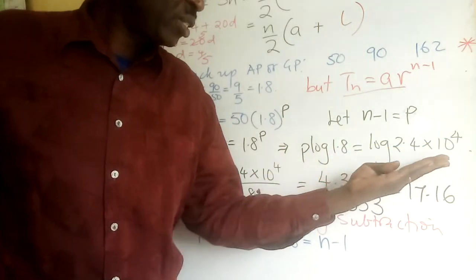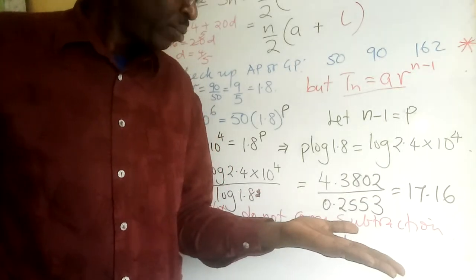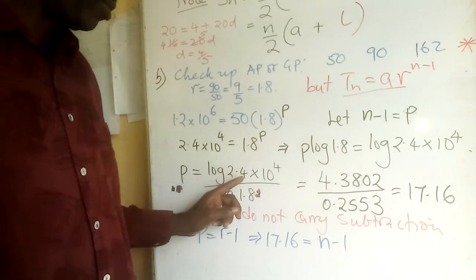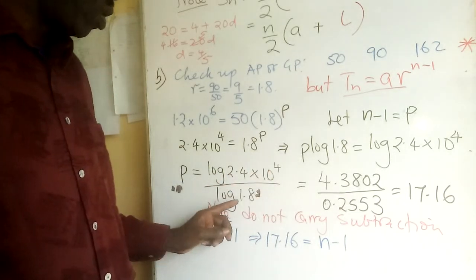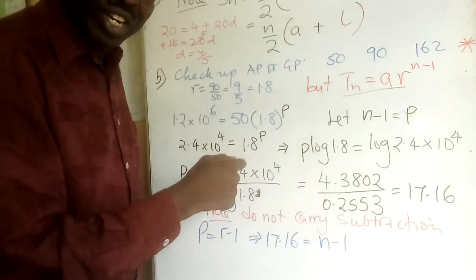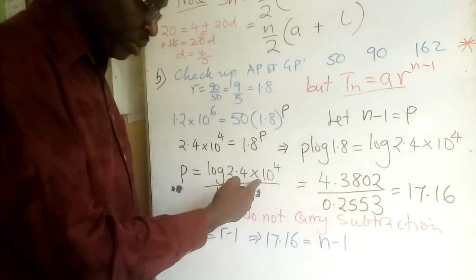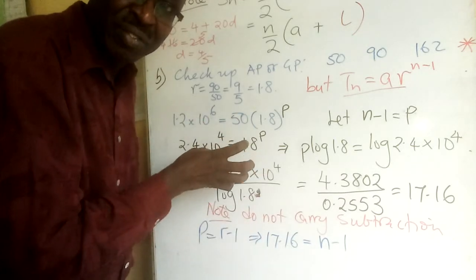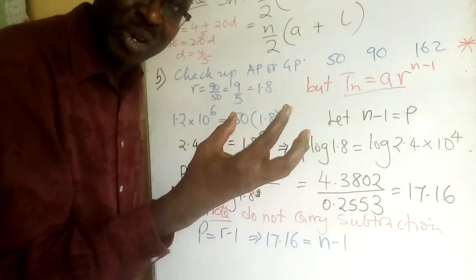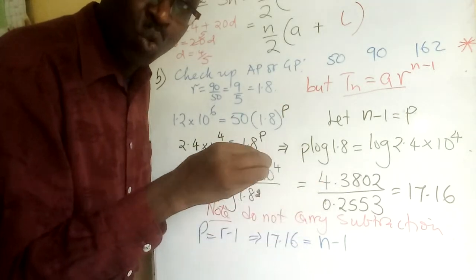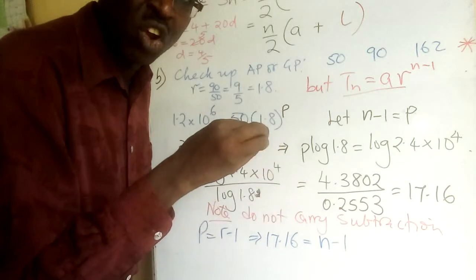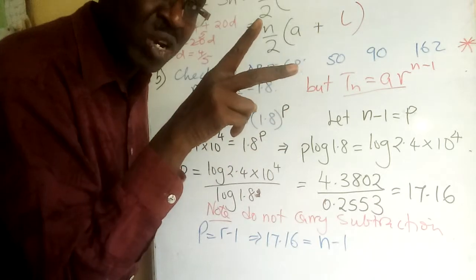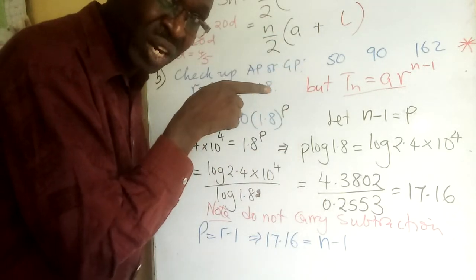So how do you handle this? You can use a calculator. It will give you P is equal to log 2.4 times 10 to the power 4 divided by log 1.8. Now, the trick is here. When you have logarithm divided by logarithm, those are numbers divided by another number. So don't bring in the idea of subtraction. When do we subtract? When the logarithm of two numbers divided. So when two numbers are divided, we subtract their logarithms.